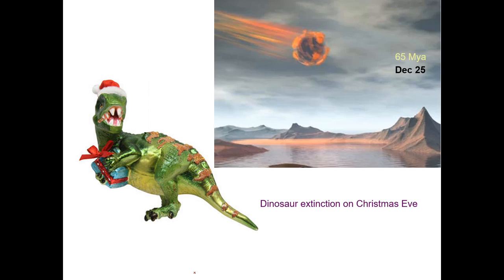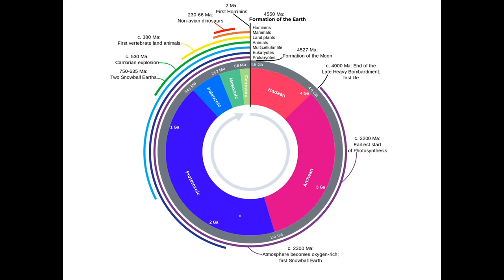So there you go. There's your Christmas dinosaur. He died out on what would be Christmas Day, right? And now would be December 31st, right? So this is the time scale that we're going to use a lot in this class.